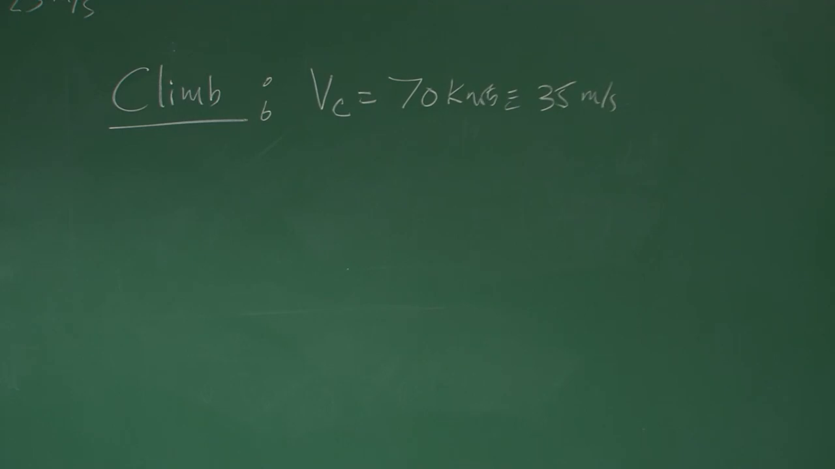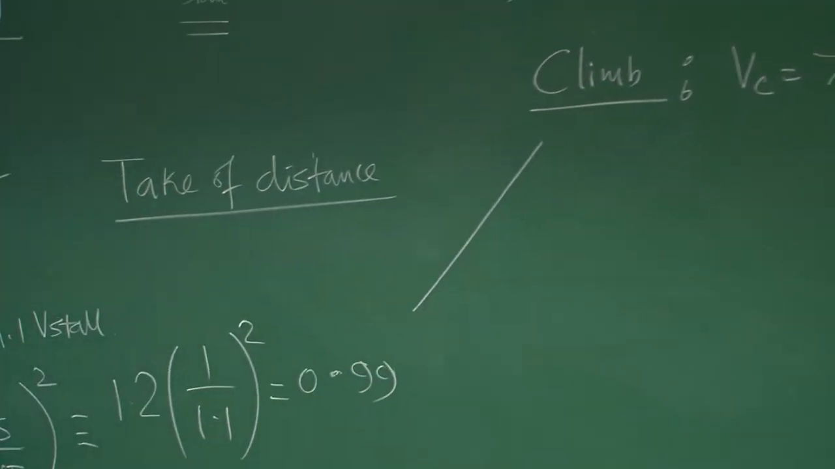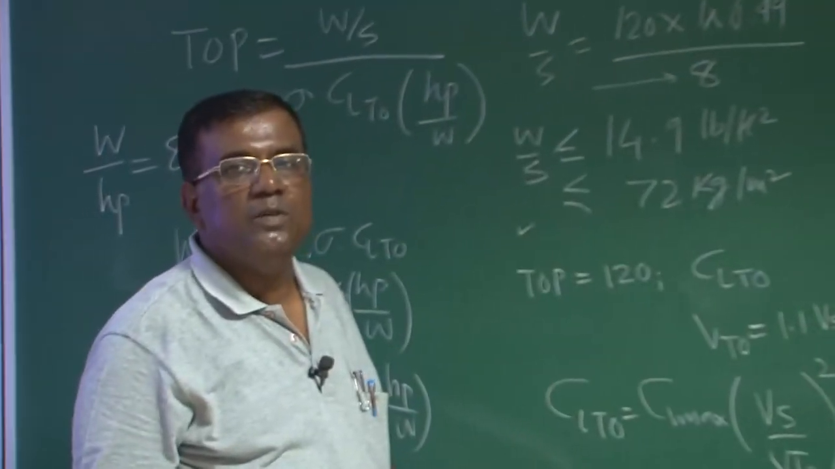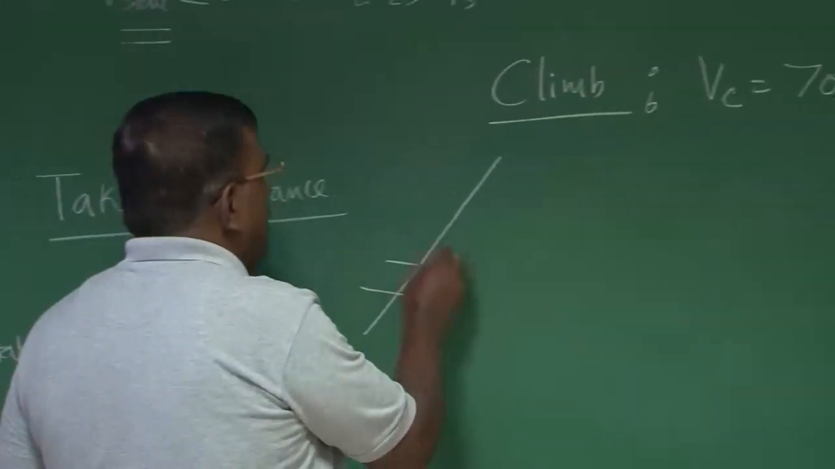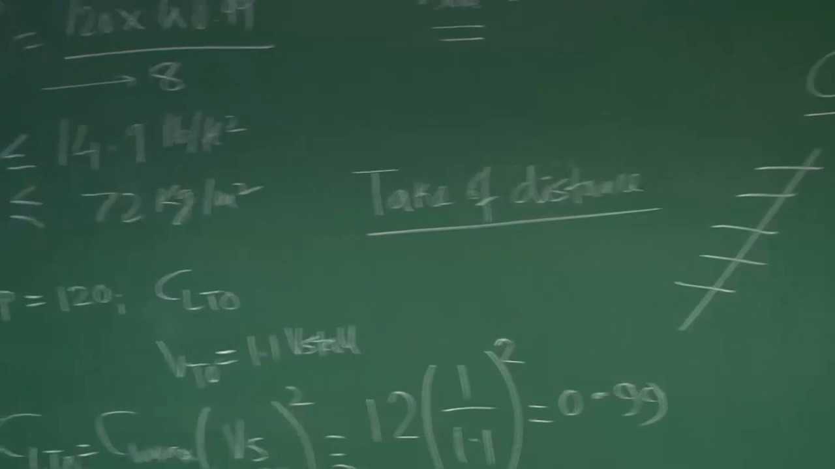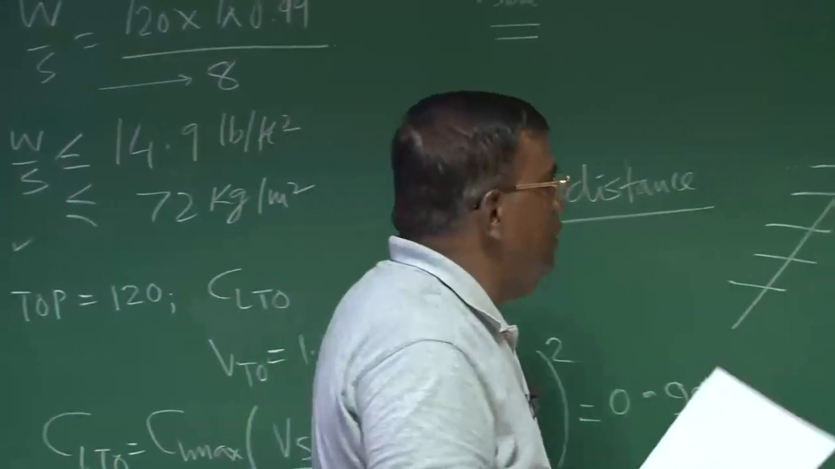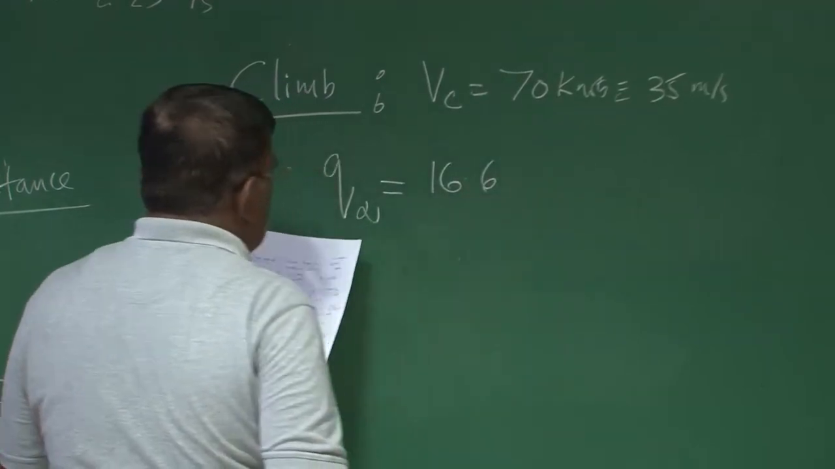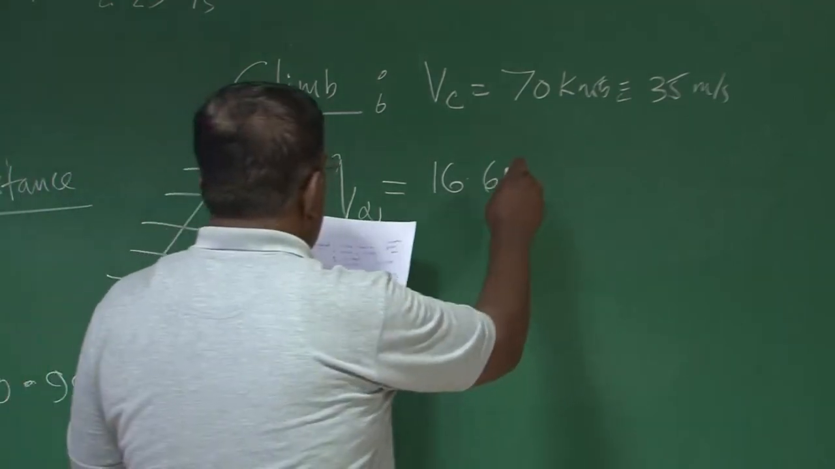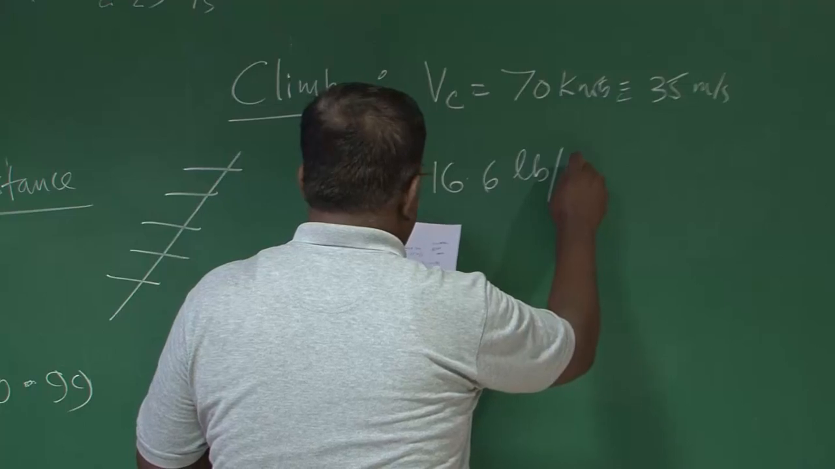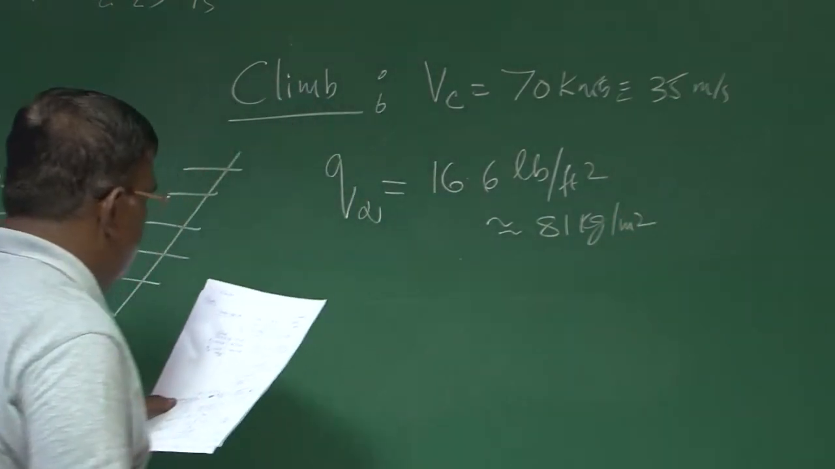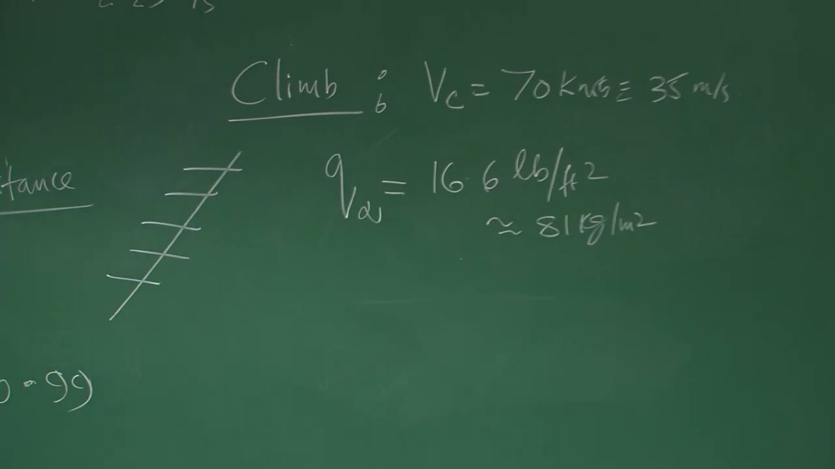And the problem is, when you're talking about climb, as it climbs, the density of air changes. So even if your climb speed is 70 knots, your dynamic pressure will change, your density will change. So we'll calculate for one dynamic pressure. In fact, you should calculate for different dynamic pressure, and you will see that there will be variations. Right? So then you draw a matrix and try to find out. Just for an example, we are trying to calculate the wing loading performance at a dynamic pressure, which is 16.6 pound per feet square, which is roughly equal to 81 kg per meter square. Let us see how to use it.